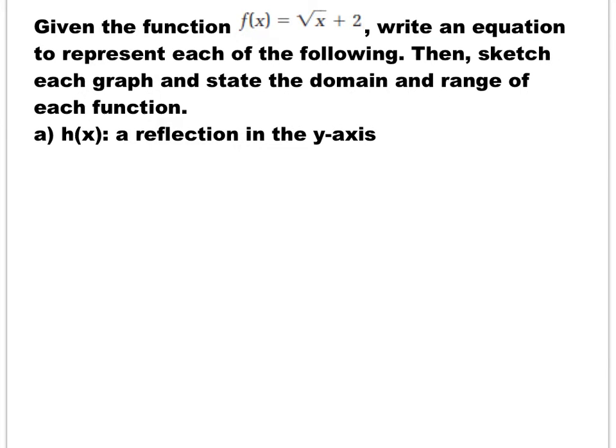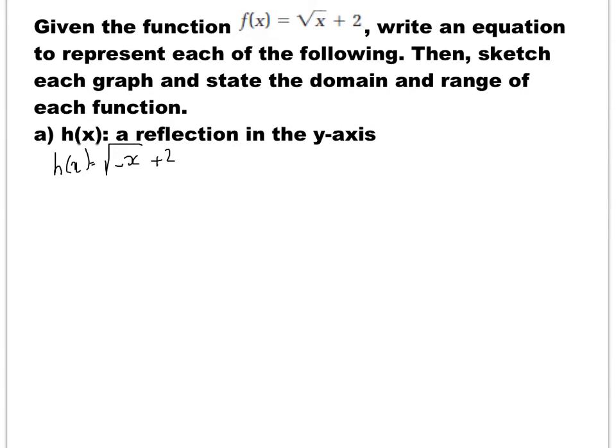The first function is h of x, which is reflection in the y-axis. Remember, we said when there is a reflection on the y-axis, we are going to replace x with minus x. So we say h of x becomes square root of, instead of x, minus x plus 2. Now, to plot this function, I'm going to use a table of values. The first function that I'm going to plot is the base function, which is square root of x plus 2.